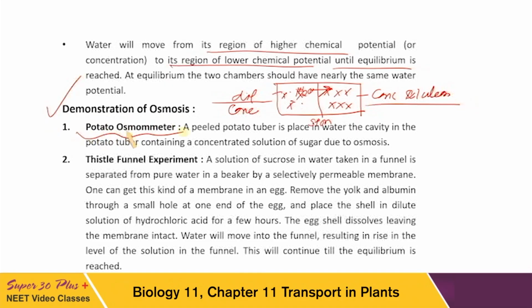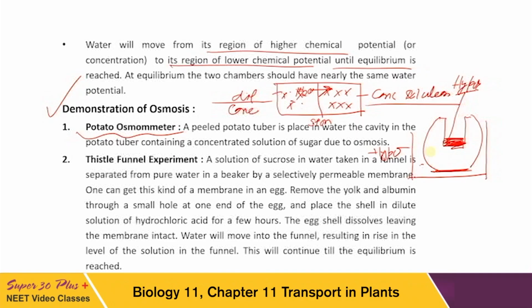One is the potato osmometer. Simply, what we have to do in this osmometer is take a large potato. We will peel this potato, so the outer skin will be removed. The bottom will be flattened, and here we will make a cavity inside. Now that will be kept in a trough. Here in the cavity we may fill a concentrated solution of sugar. Here the solution is dilute. This solution is hypotonic. Here the solution is hypertonic, the concentrated one.